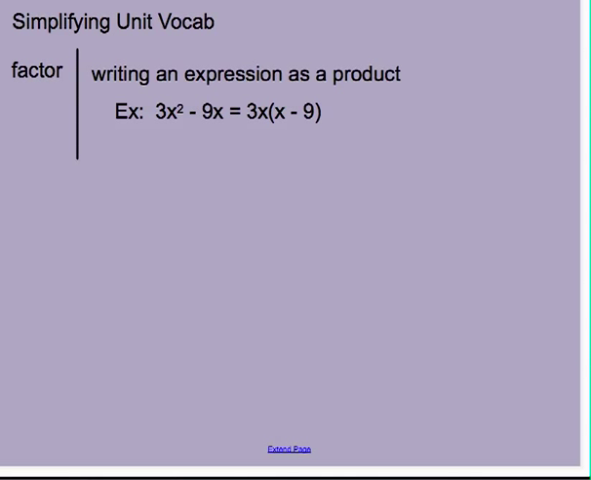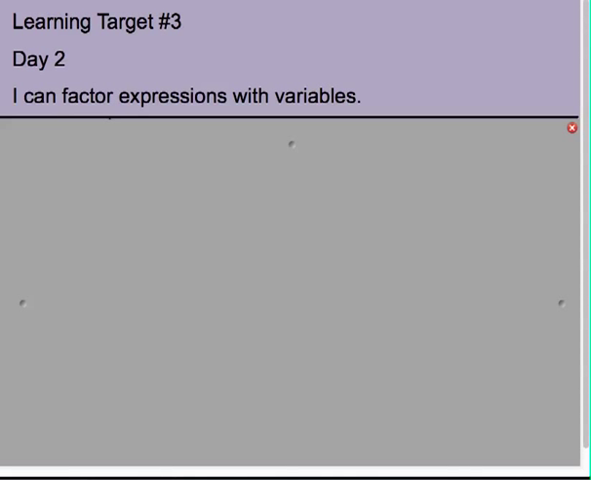So this is reverse distribution. You have seen expressions that look like this, and then you distribute to get it to look like this. So when we factor, we go in the opposite order. We start with an expression that's addition or subtraction, and we factor it into multiplication. So let's take a look at how to do that. Our learning target today, again, is I can factor expressions with variables.